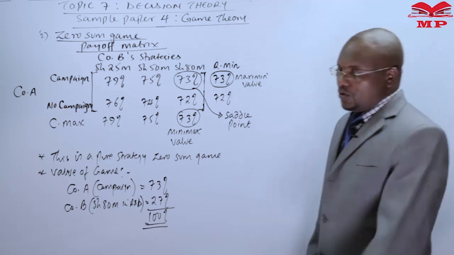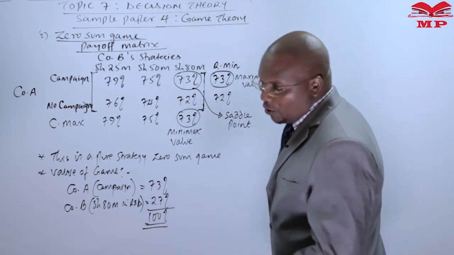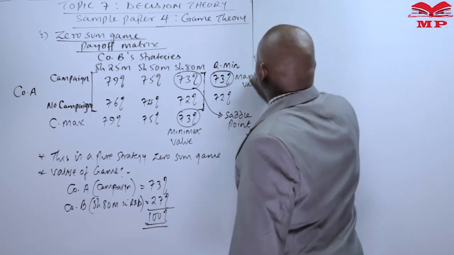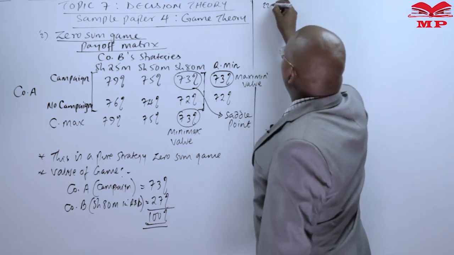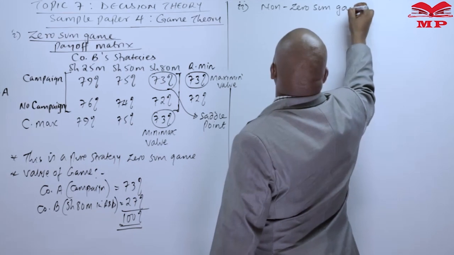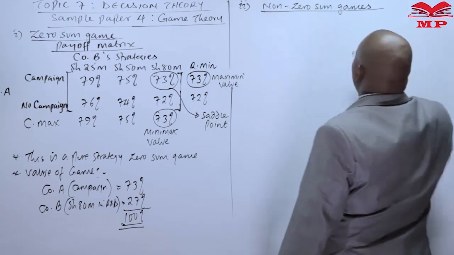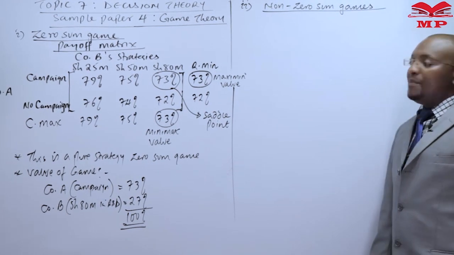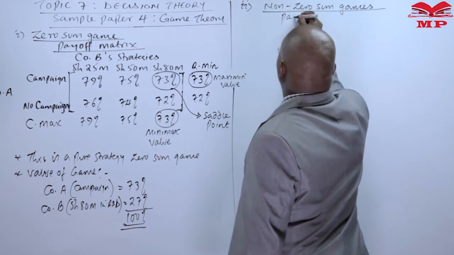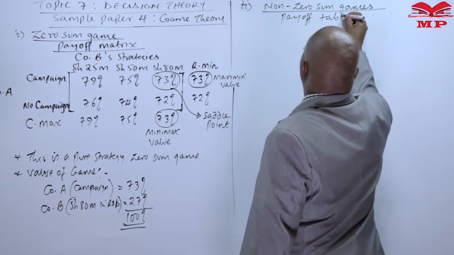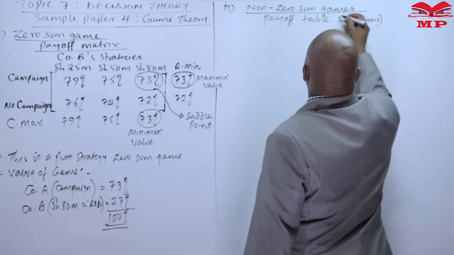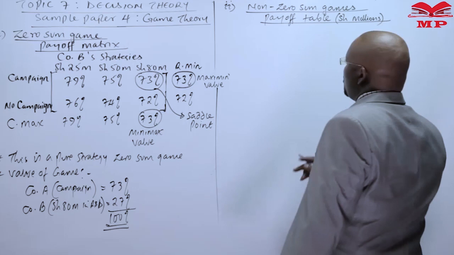Now, in Roman 2, we have been asked to obtain a payoff matrix using the contributions. So this is how we are going to present it. This is now non-zero-sum games, because as we present this in terms of profits or contributions, every company will be making a contribution, and therefore we'll have it as non-zero-sum. Now, the payoff matrix or payoff table, as we have been given, will be in shillings in millions, because the amounts will be large.